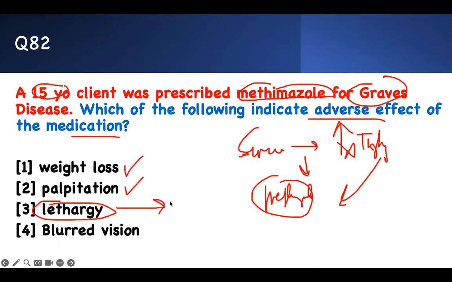This is the aha moment. They are hypothyroid. Blurred vision is consistent with hypothyroidism. So this is hypothyroid, hypothyroid, hypothyroid. Signs of hypo is this one. So the answer is the key: number 3 shows that there's an adverse effect.